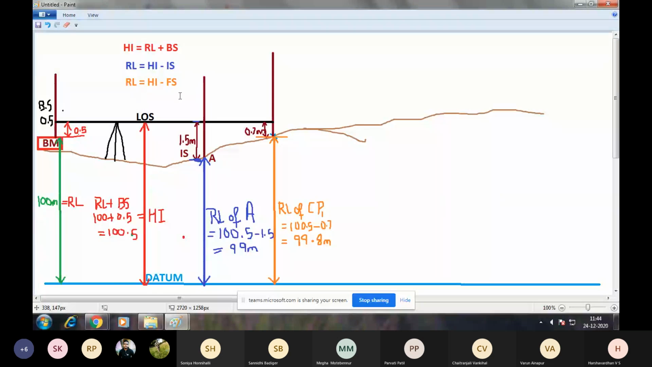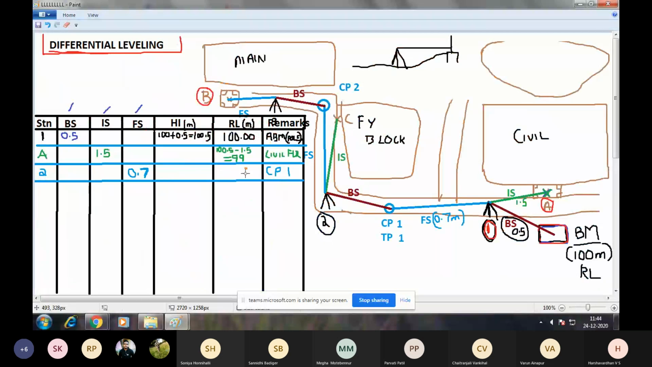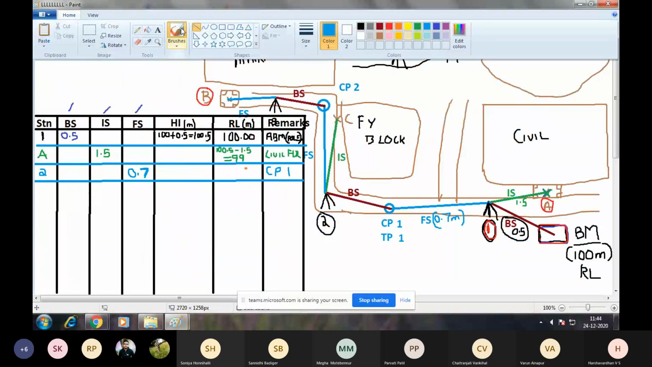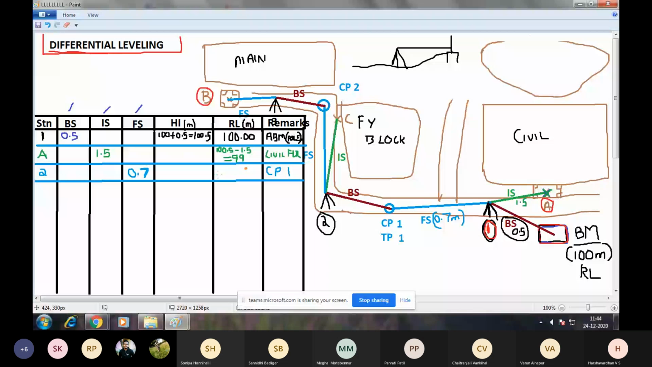So here the value will be 100.5 minus 0.7. So the value is 99.8. So the RL of the change point is 99.8.